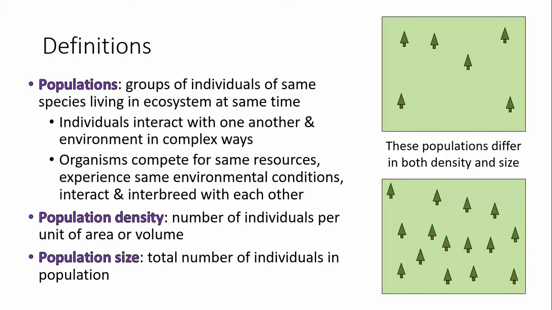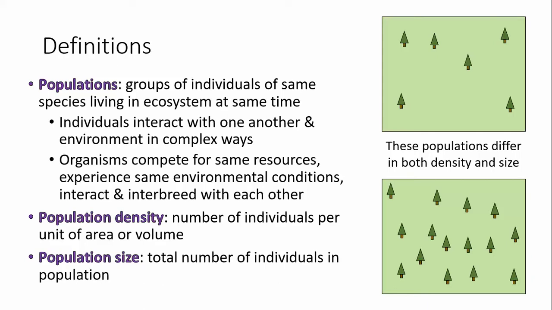So the individuals in a population interact with each other, and they also interact with their environment in many ways that we're going to look at throughout the course of this lesson. Some of the things that organisms do is they compete for the same resources, they're all subject to the same environmental conditions, and a big one, they all interact and interbreed with each other. In fact, remember, that's one of the definitions of a species, that they can interbreed.